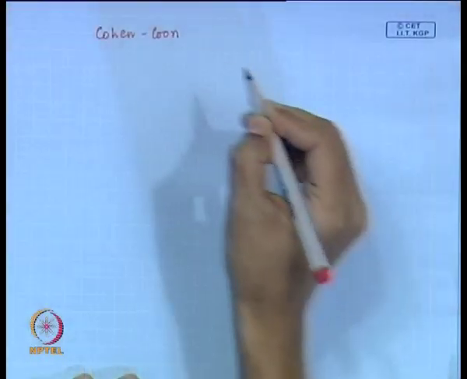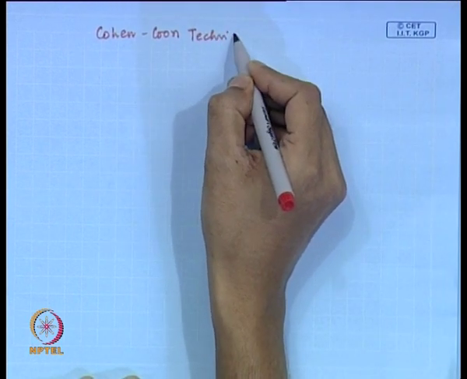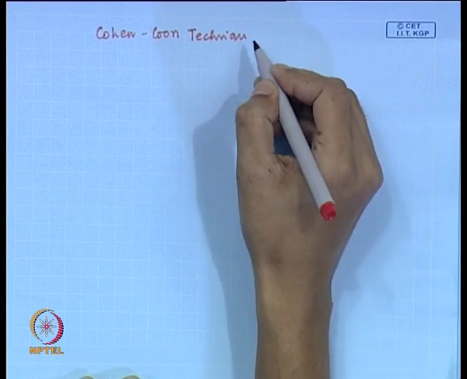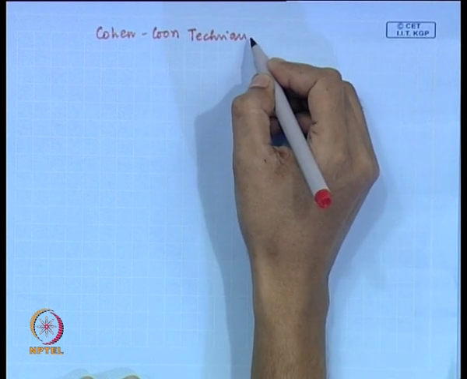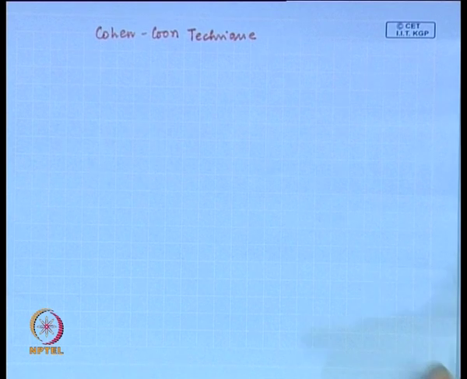Last class we discussed the Cohen-Coon technique. We discussed the algorithm of the Cohen-Coon method. So, today we will solve one problem based on this Cohen-Coon technique. I mean, we will determine the tuning parameter values of the controller using this technique.